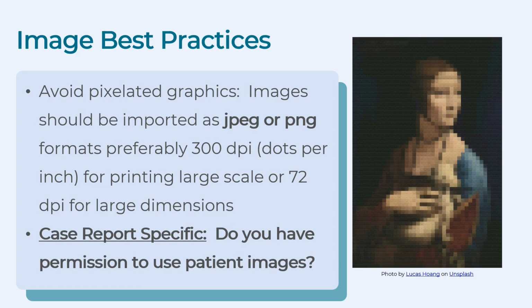Avoid pixelated graphics. Images should be imported as JPEG and PNG formats and preferably be 300 dpi or dots per inch for printing large scale. This will prevent your images from appearing pixelated, especially when your poster is printed.